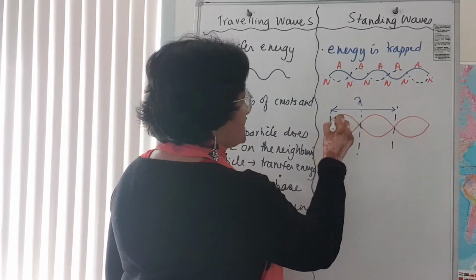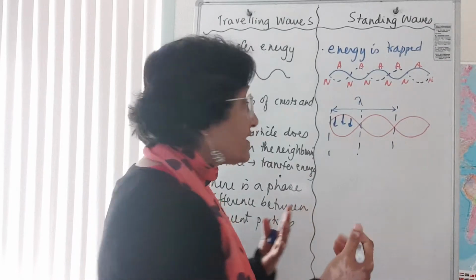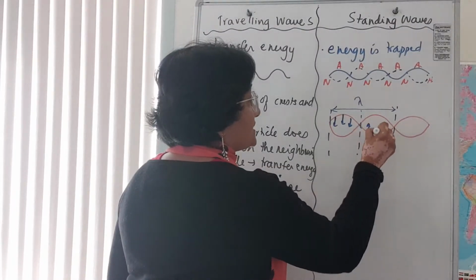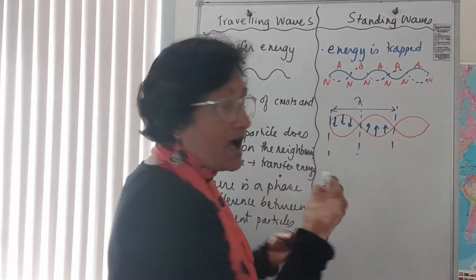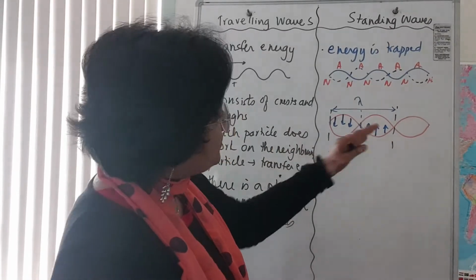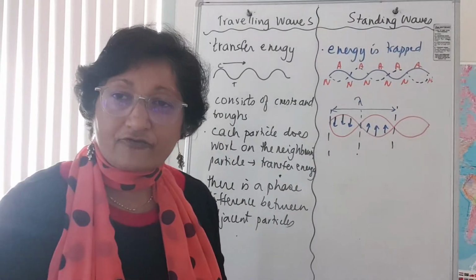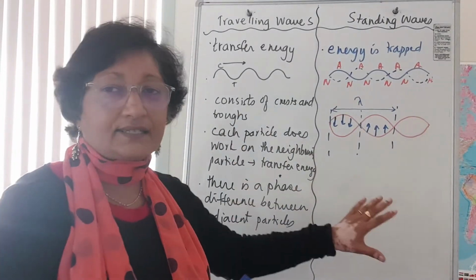So all the particles in one half of the wave are all moving in one direction. They are in phase, and all the particles in the adjacent half are in opposite phase. So that's what we have to do with standing waves. That's the basic difference between traveling waves and standing waves.